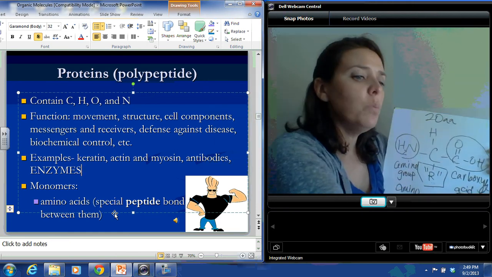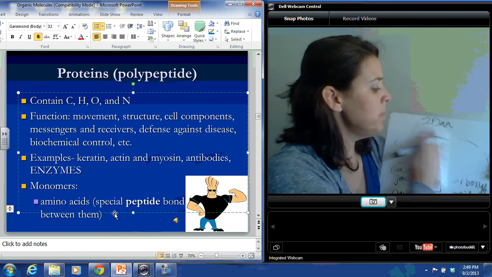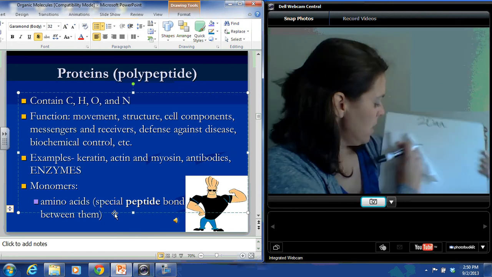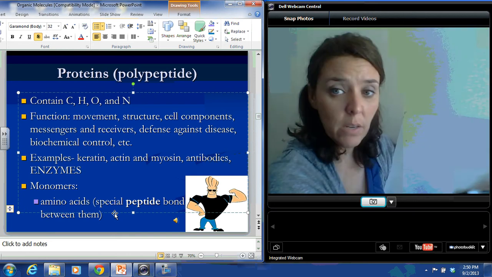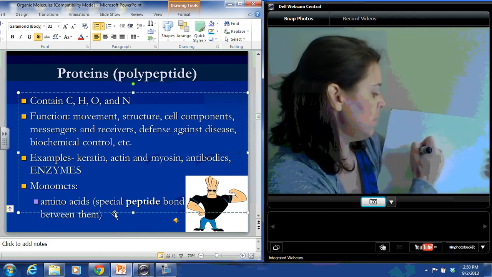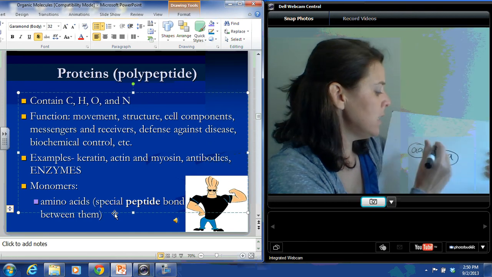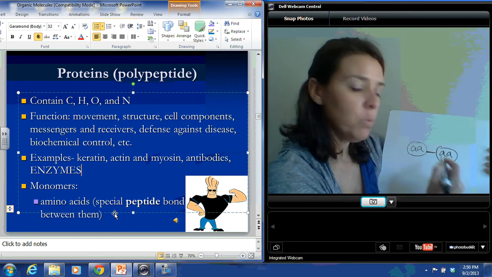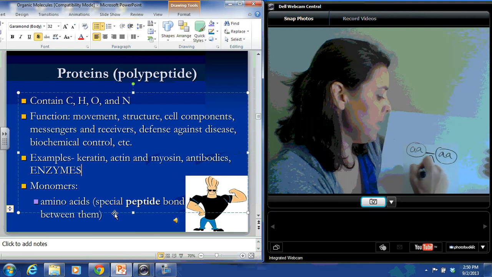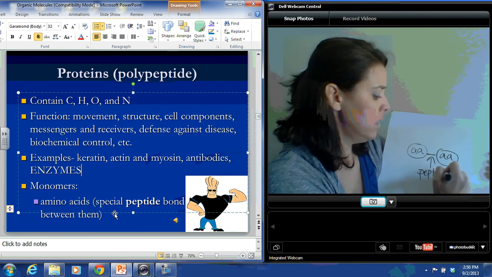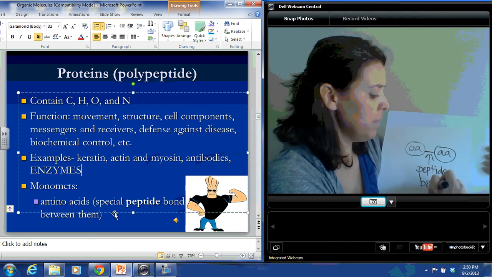All right, so what if we wanted to bond amino acids together? Amino acids have a special bond when you bond them together. So let's just simplify it. Say here's an amino acid and here's an amino acid. The bond that forms between them is called a peptide bond. Okay, that's a peptide bond.